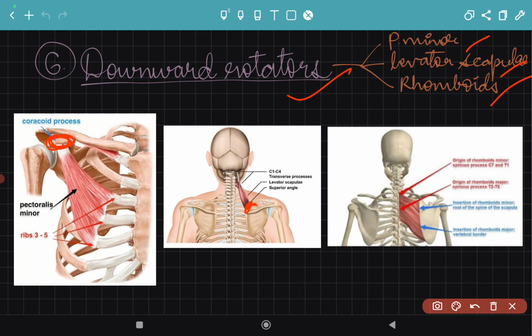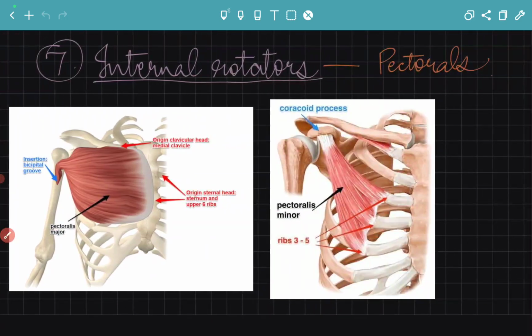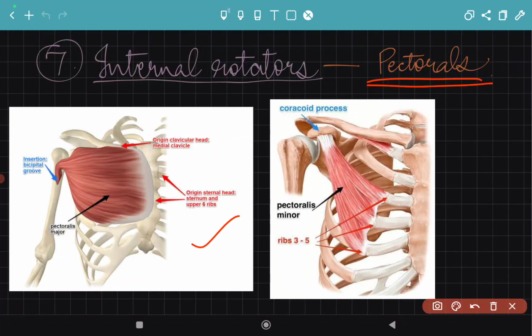And the last is the rhomboids, rhomboid major and rhomboid minor. So it has attachment over the medial border of scapula and the root of spine of scapula and does downward rotation of scapula. Next we have internal rotators of the scapula, which are pectoralis major and minor.